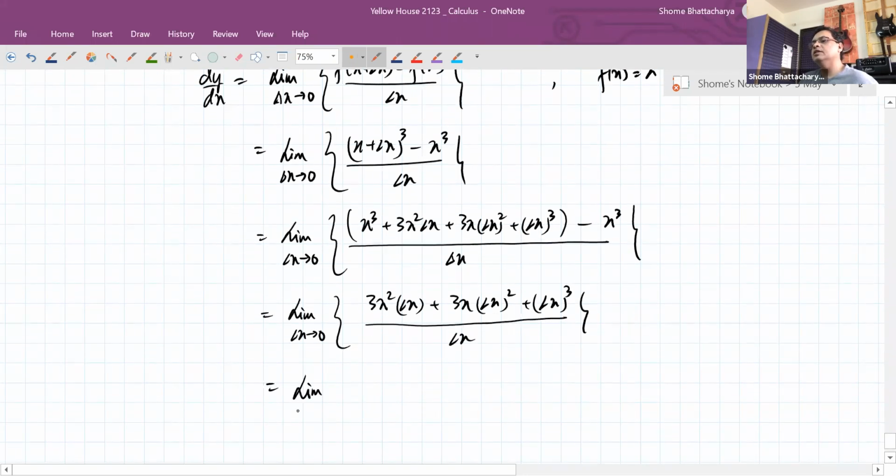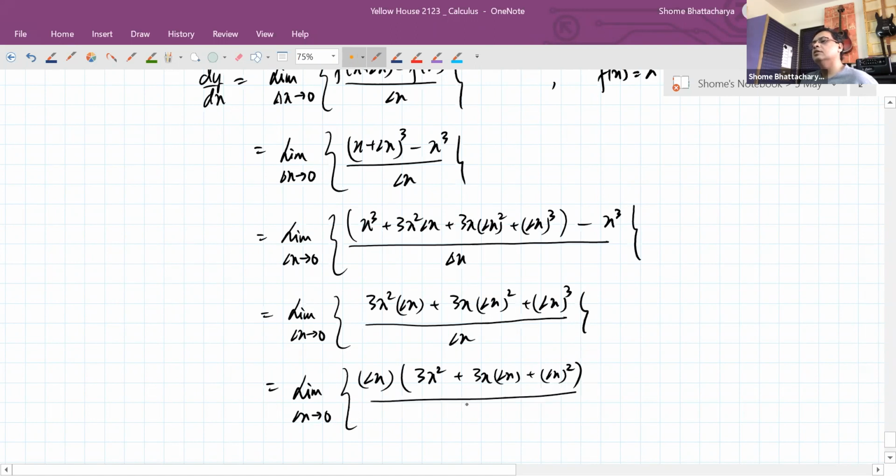Now we come to the very critical step. If I take delta x common in the numerator, I can write the numerator now as delta x times (3x squared plus 3x delta x plus delta x squared). Now the very critical step, and listen very carefully: delta x is tending to 0, but delta x is not equal to 0. It is not equal to 0.